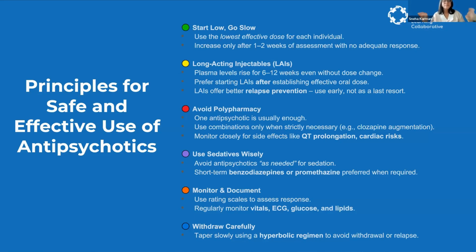Avoid polypharmacy. One antipsychotic is usually enough. Combinations should be used only when strictly necessary. For example, treatment resistant psychosis, to augment clozapine, you can add another antipsychotic. It's also important to monitor closely for the side effects that I'm going to talk about in the coming slides.